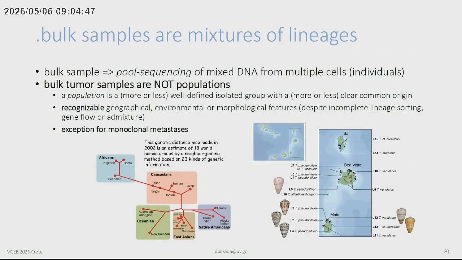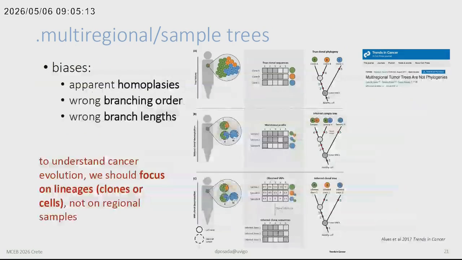So bulk samples are not populations in general, unless there are some exceptions. So you have a monoclonal monophyletic metastasis, that's a single population. But in general, in evolutionary biology, when we identify a population for some feature, we have expectations for this beach to be different from that beach, the population to be a different clade, monophyletic. But in general, we don't build trees for locations, right? But in cancer, this is done all the time.